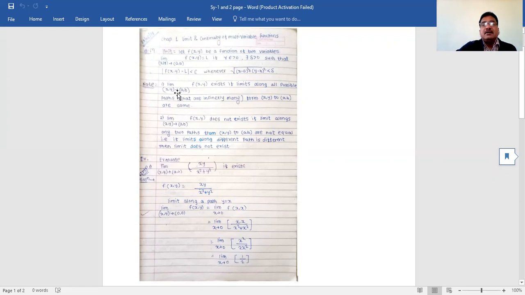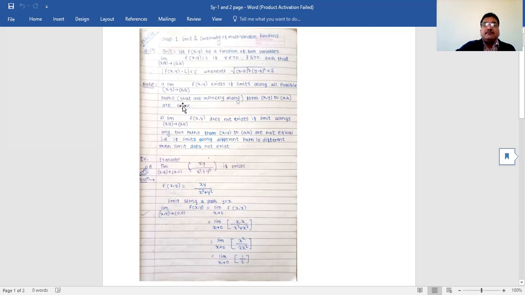So the note is that the limit as (x,y) tends to (a,b) of f(x,y) exists if the limits along all possible paths, which are infinitely many, from (x,y) to (a,b) are equal. The note in F.Y.B.Sc is what? Limit as x tends to a of f(x) exists if the limits along two paths, that is x tends to a plus and x tends to a minus, are equal, because there are only two paths along which x tends to a, from the right side or from the left side.